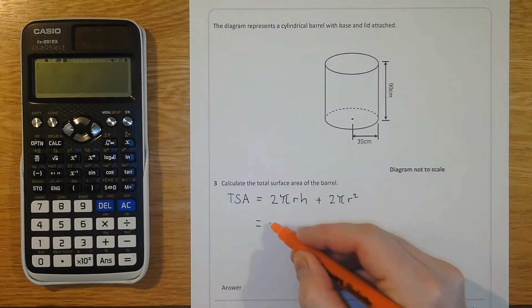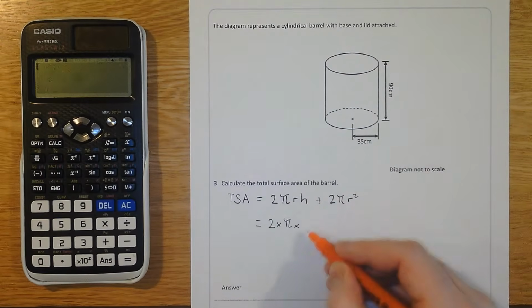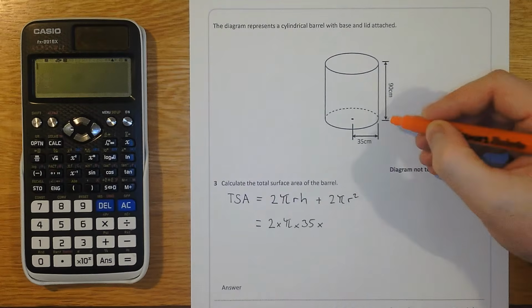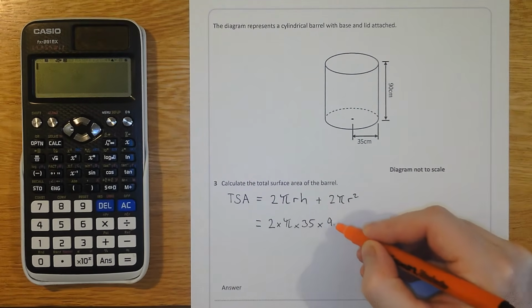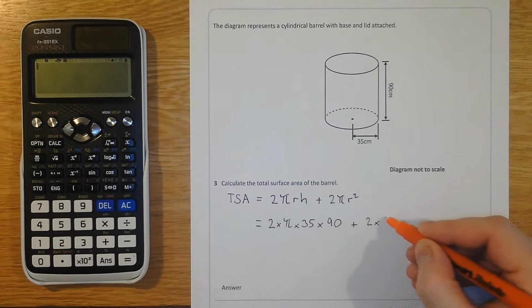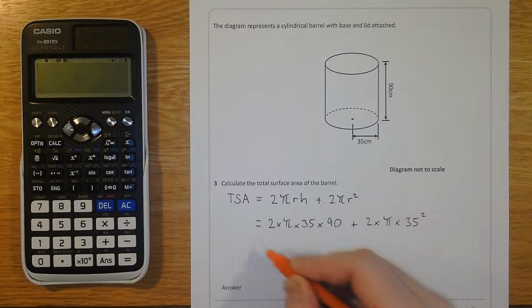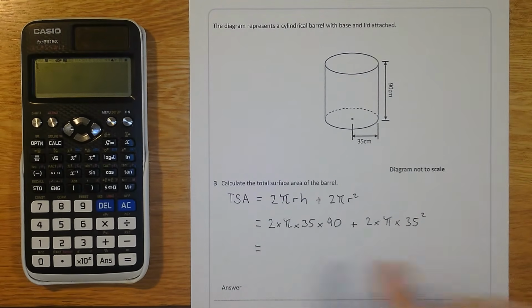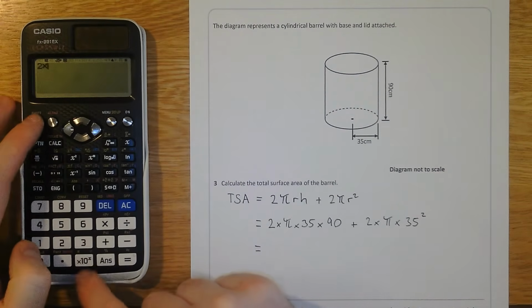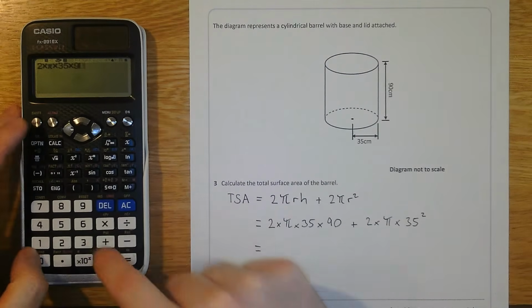Substituting in the values that we've got: 2 times pi times the radius of 35, and it is the radius, not the diameter, so no conversion required, times the perpendicular height of 90. Then we add on the 2 circles, 2 times pi times the radius of 35 squared. Next, I need to enter all of this in my calculator. I do this in one go rather than doing it bit by bit, because that avoids errors and rounding and things like that.